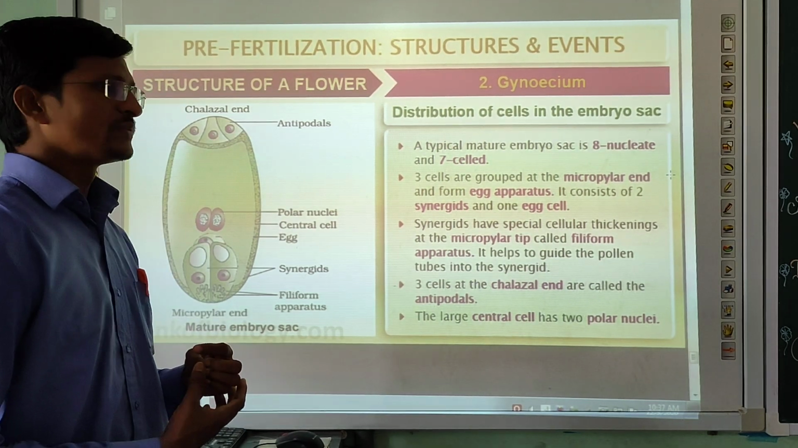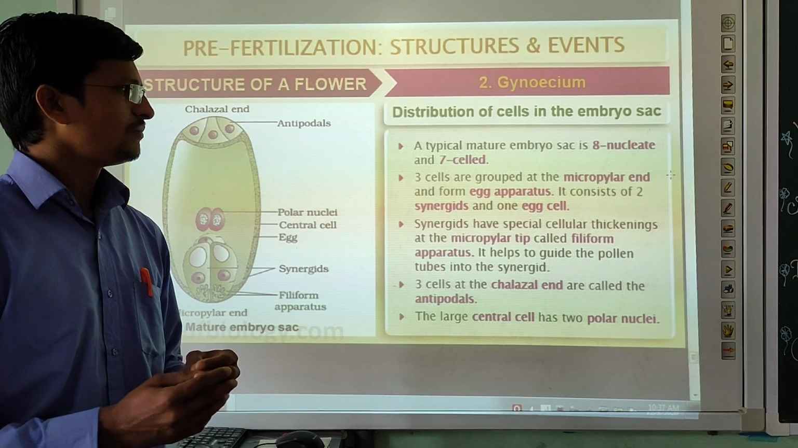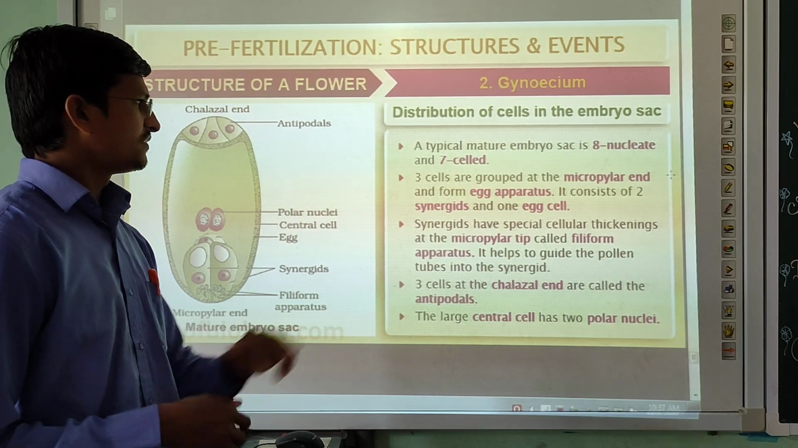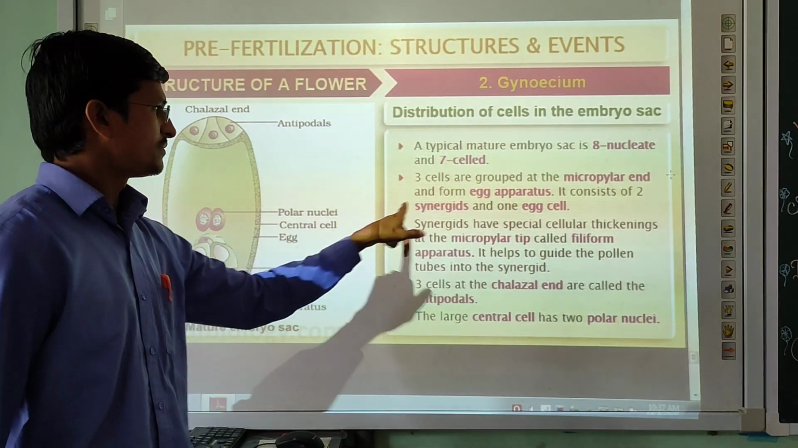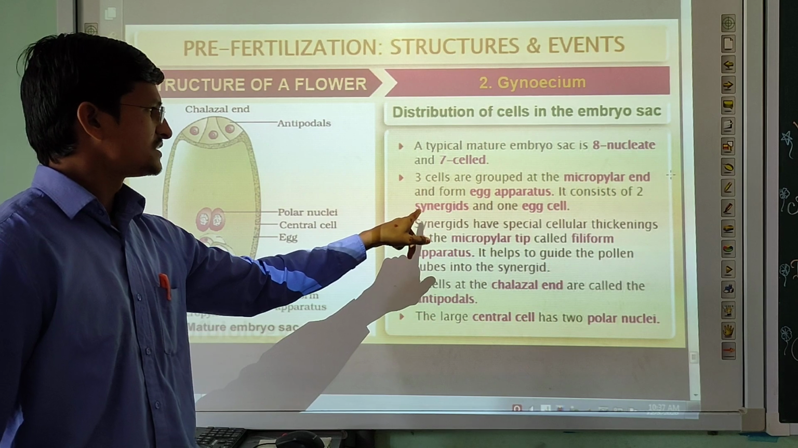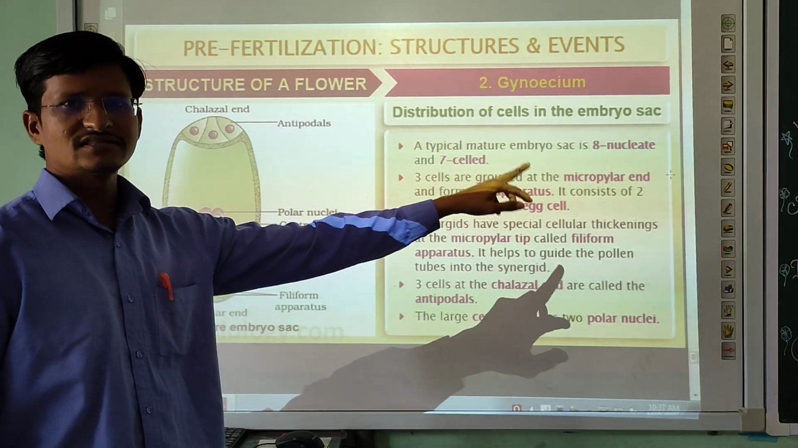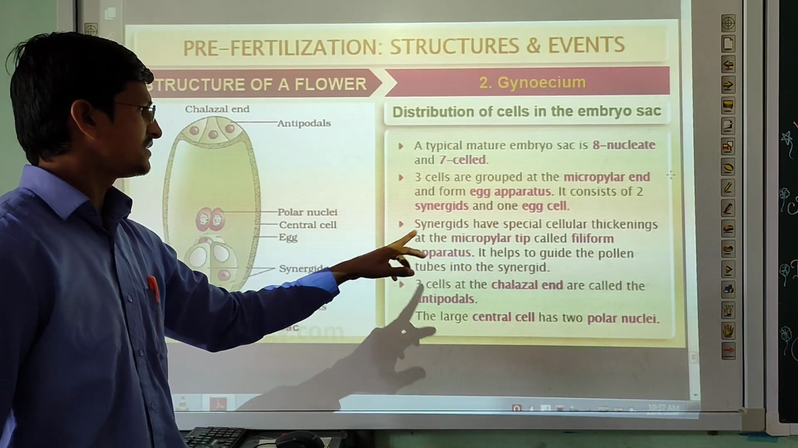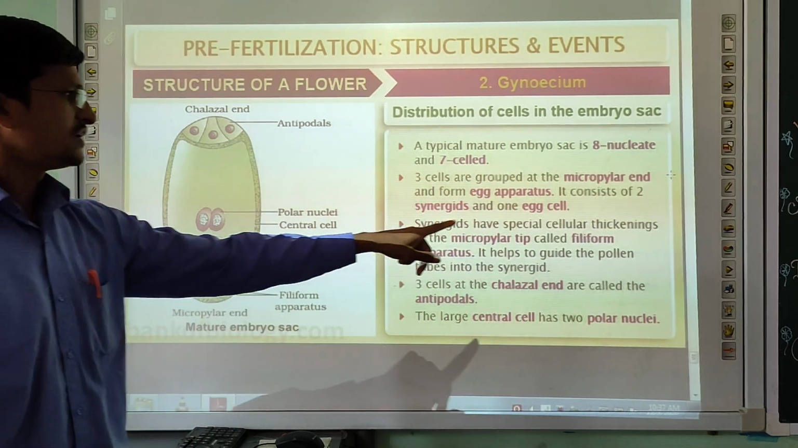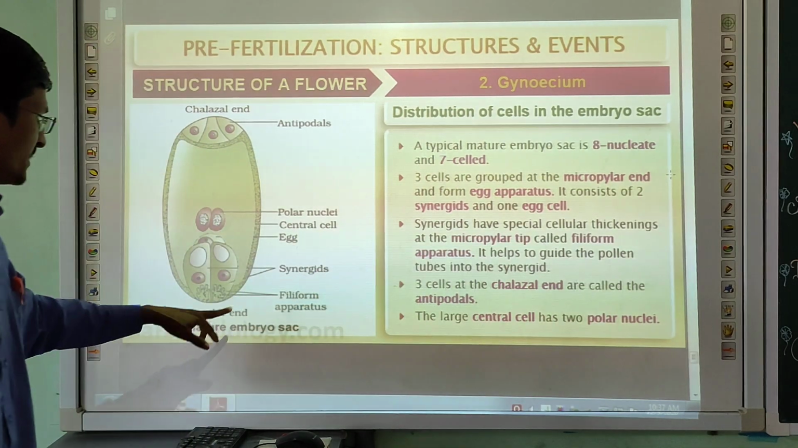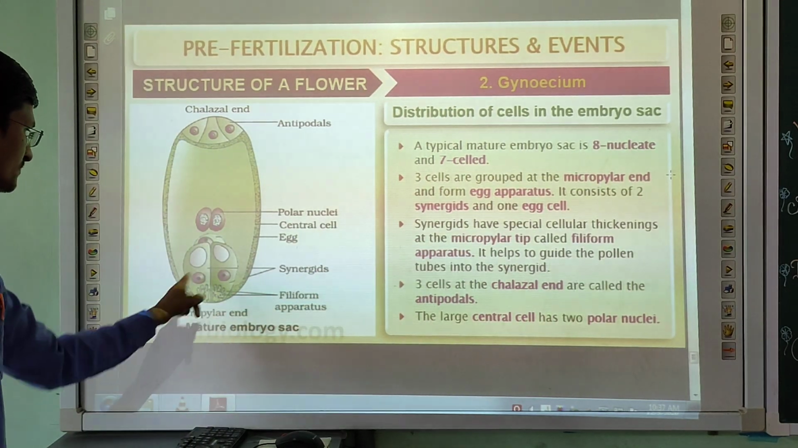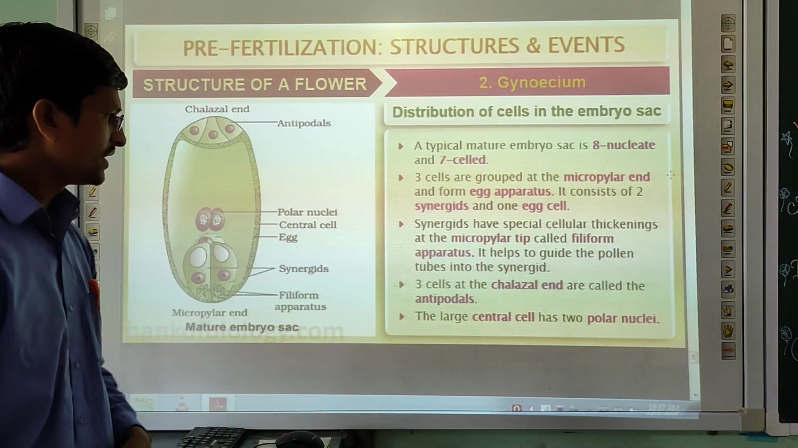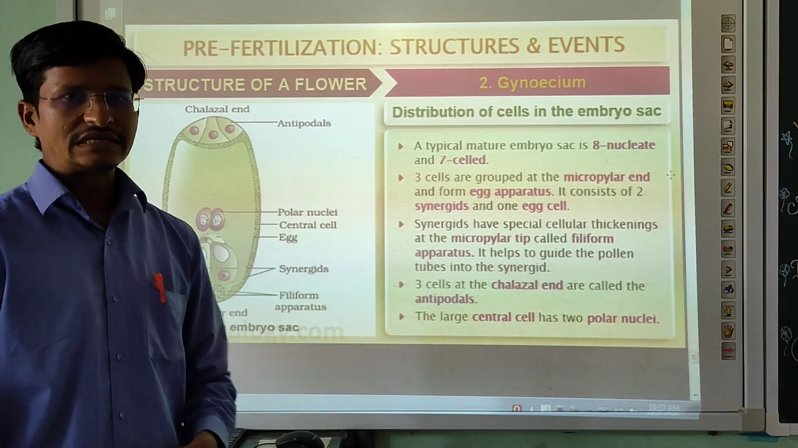So 3 cells are grouped at the micropylar end and form the egg apparatus. It consists of 2 synergids and 1 egg cell. The synergids have special cellular thickenings at the micropylar tip called the filiform apparatus. Where is the filiform apparatus? In this one. The filiform apparatus. And they guide the pollen tubes into the synergid.